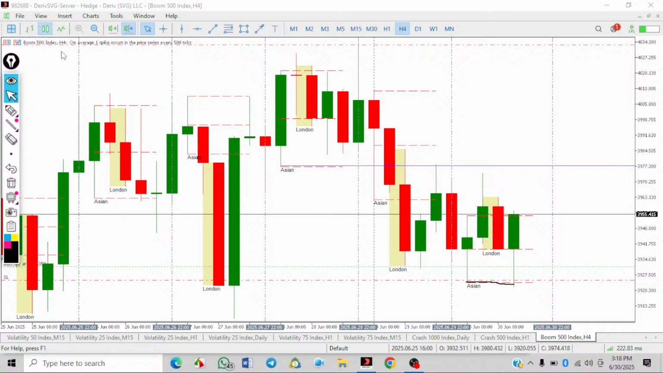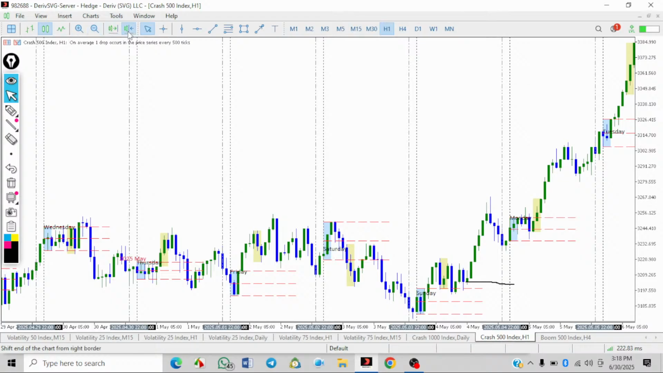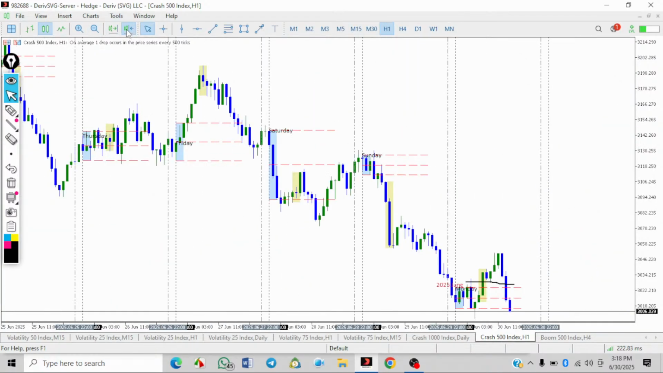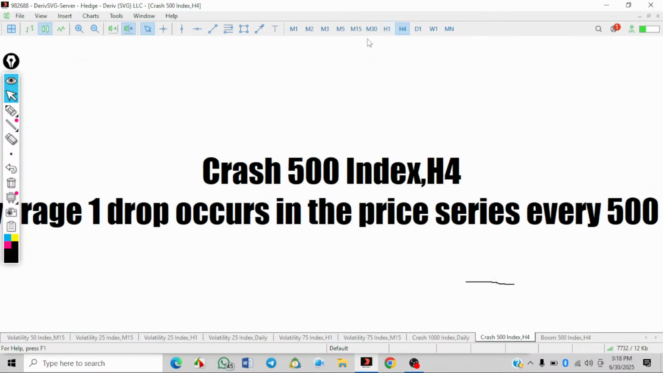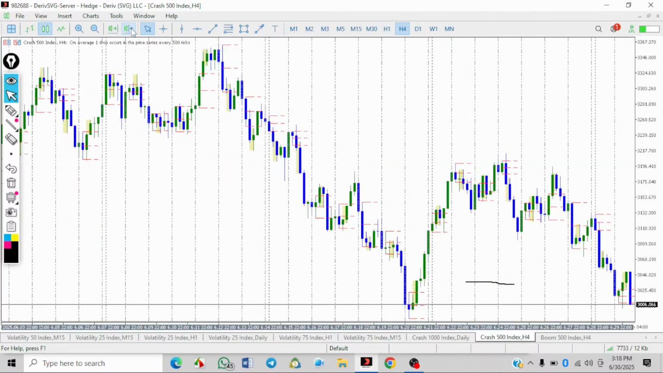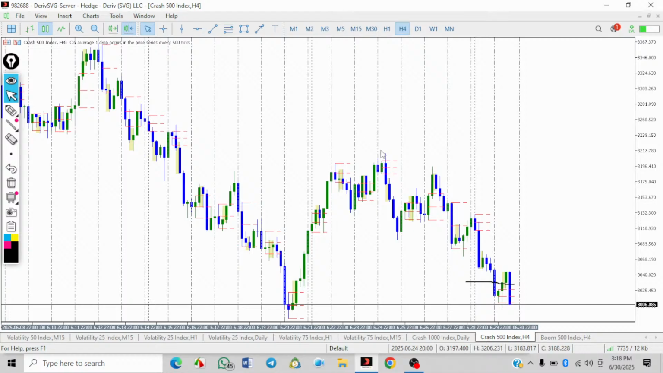The same thing that we have on Boom 500 is the same thing that we have on Crash 500 too. Crash 500 does the same thing. CRT is the missing edge on anything. There is no way this low is safe here on Crash 500. This low is not safe, so they will take it out. They have to take that low out, right?